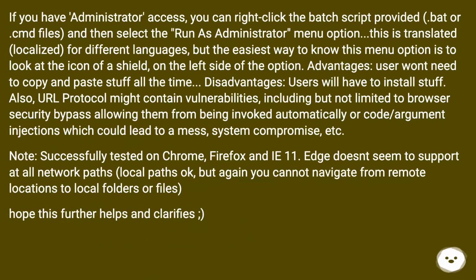If you have administrator access, you can right-click the batch script provided, .bat or .cmd files, and then select the Run as administrator menu option. This is localized for different languages, but the easiest way to know this menu option is to look at the icon of a shield on the left side of the option. Advantages: users won't need to copy and paste stuff all the time. Disadvantages: users will have to install stuff.